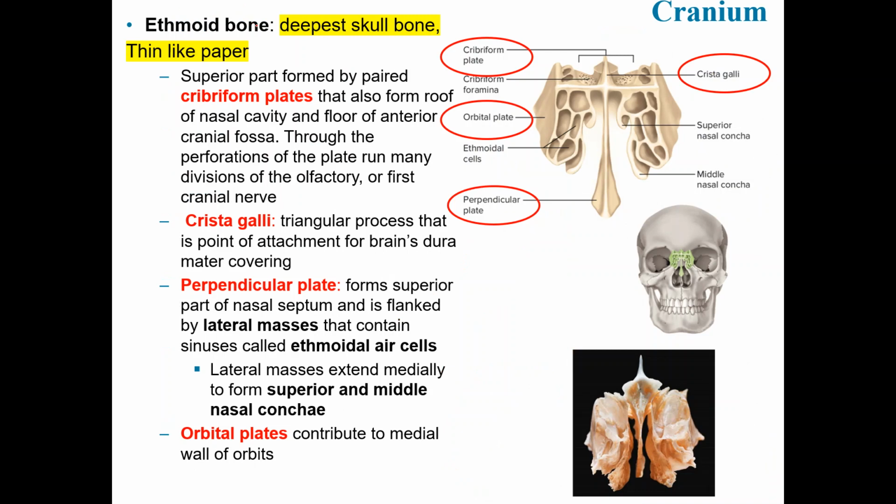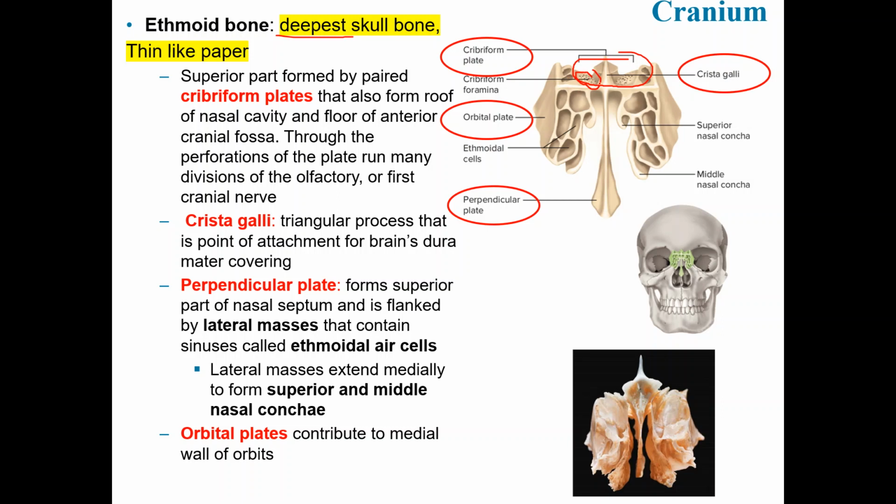The next bone we're going to talk about is the ethmoid bone, which is the deepest skull bone, and it's a very, very thin, paper-thin bone. The superior part over here is formed by paired cribriform plates, shown here. Cribriform because they have many holes in them, the perforations, and through these perforations run many divisions of the olfactory or first cranial nerve, okay.